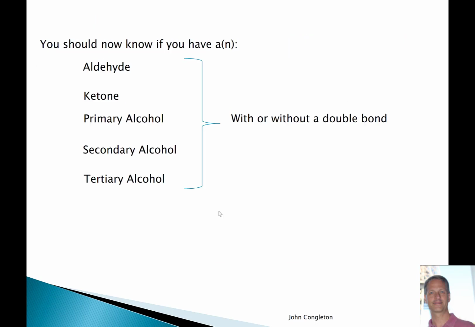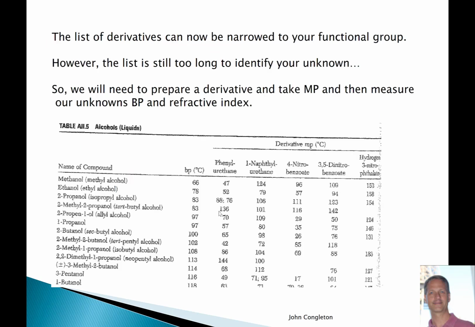Now, at that point in time, you should know if you have an aldehyde, a ketone, a primary, secondary, or tertiary alcohol with or without a double bond. It's not going to help you figure out exactly what your unknown is because there's a large list of unknowns to choose from. That list is going to be maybe 15 pages of different compounds, organized by alcohols, aldehydes, and ketones. So if you know you have an alcohol, then you can at least look at the first 6 pages or whatever, right? But to further help elucidate the identity of our structure, we need more data.